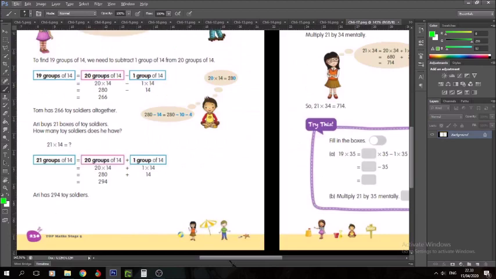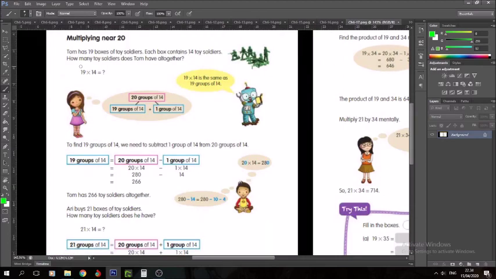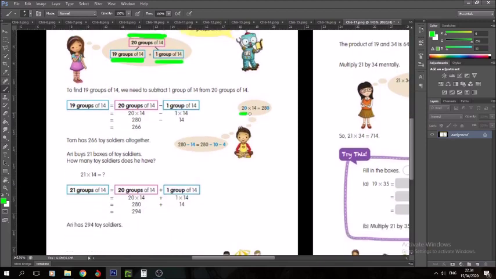Next to page 230, multiplying near 20. If you see a number that is near 20, you can make this into 20, but remember the multiplication. 19 times 14 is 19 groups of 14. So when you make it into 20, you add another group. So when you make this 20, you have 20 groups of 14, because it's the same as 19 groups of 14, or 19 times 14 plus 1 times 14. So you can add this first, because multiplying by 20 can be easier. When you multiply 14 with 20, you get 280.